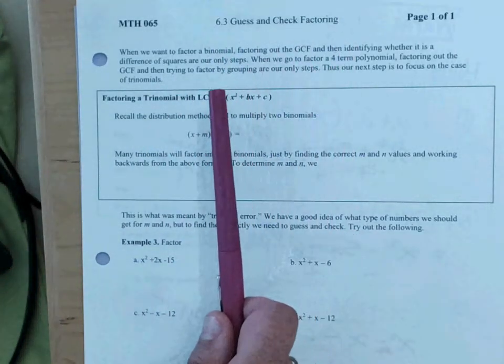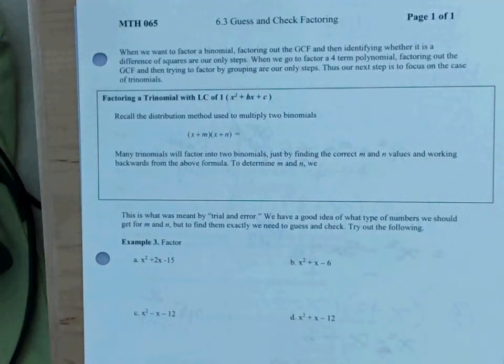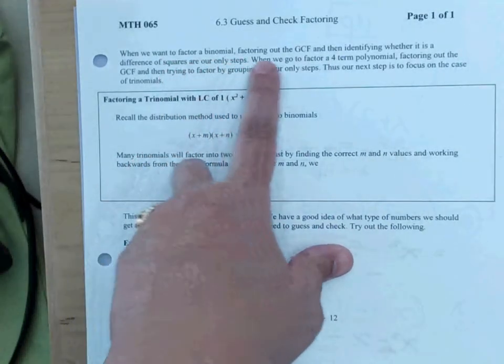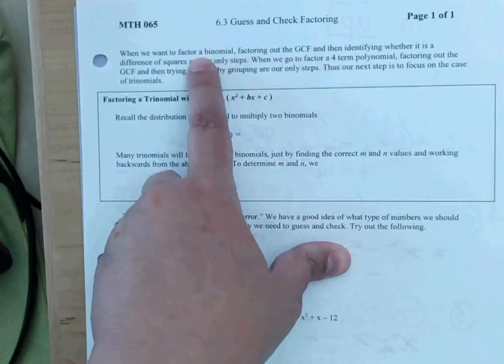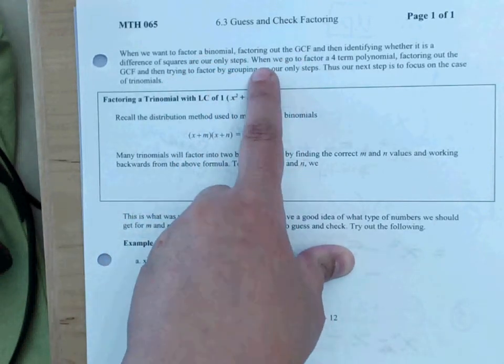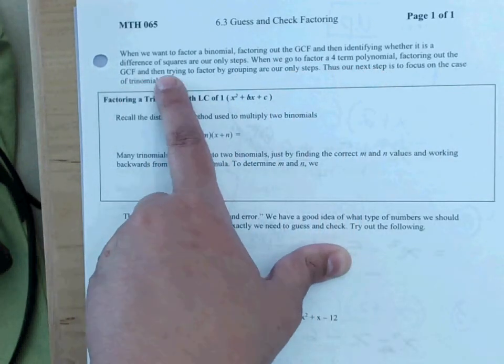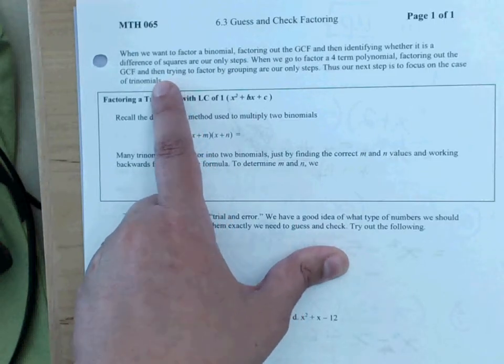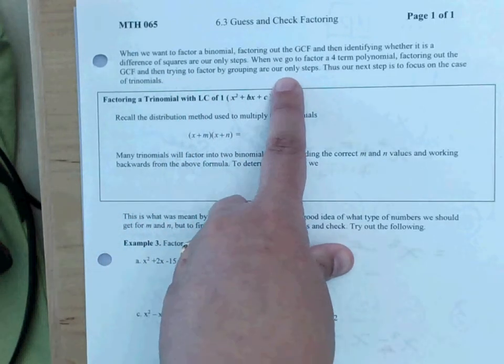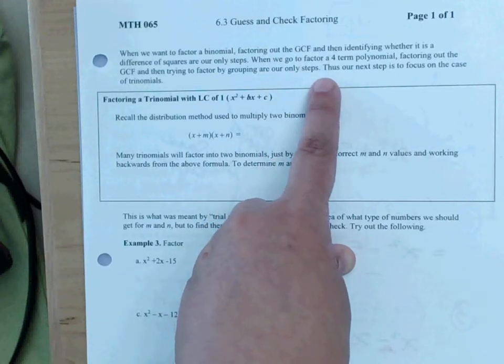Okay, so this is the guess and check method of factoring. When we want to factor a binomial, factoring out the GCF, and then identifying whether it is a difference of squares are our only steps. So that's what we did last time. In 6.1 and 6.2, we factored out the GCF, remember that? And then we factored difference of squares. When we go to factor a 4-term polynomial, we'll factor out the GCF. That's always the number one rule. And then we try factoring by grouping. So that was what we also learned in 6.1 and 6.2.